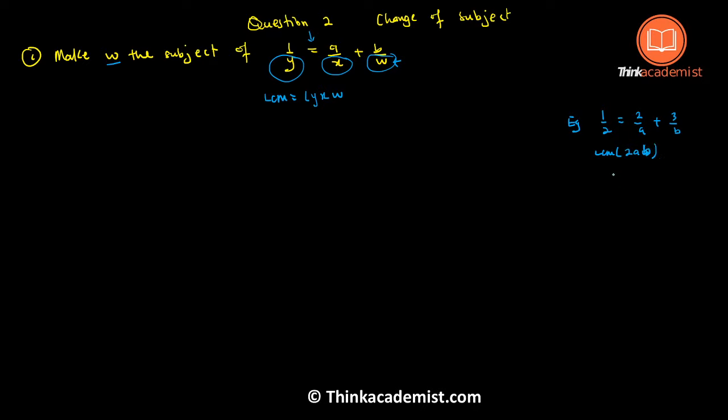If I have 3 over 6 equal 11 over M plus 1 over 2, all I need to do is to bring the LCMs together. But when you look at it closely, the LCM for 6 and 2 should be 6.